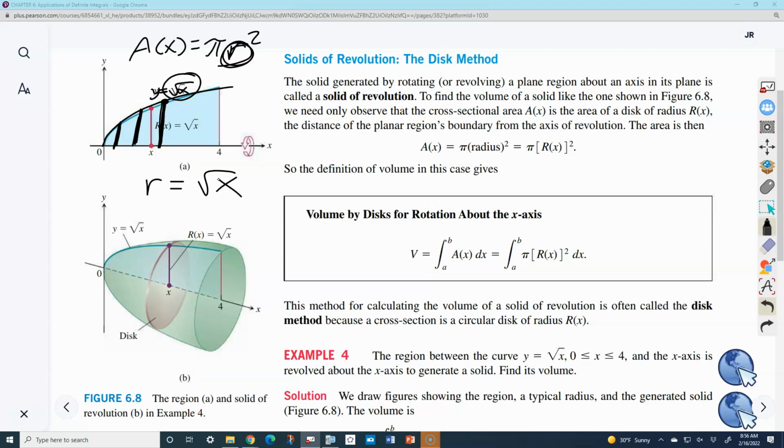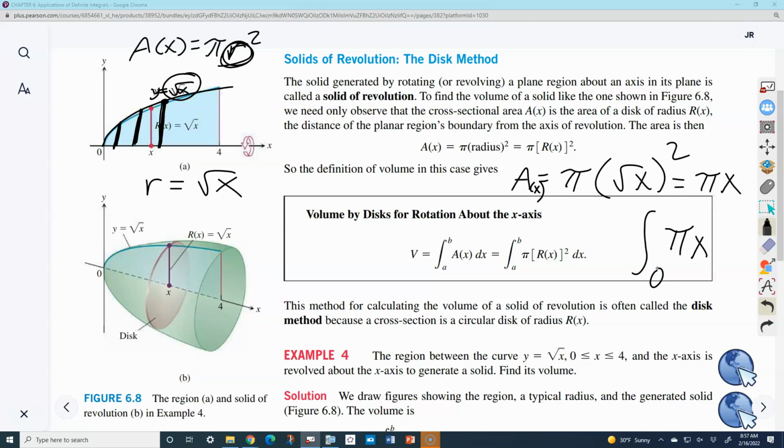So the area would be pi times the square root of x squared. That's the area as a function of x. The area of every cross section is just pi times the square root of x squared, because it's pi r squared. And that simplifies down to just pi x. So we would integrate that. We would integrate pi x from 0 to what?